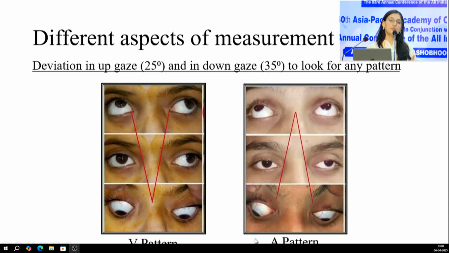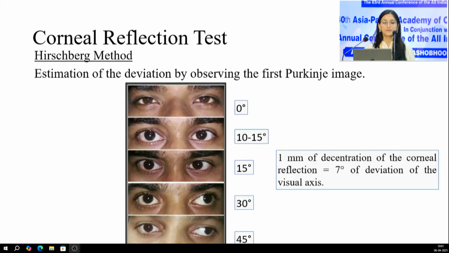Another thing that we have to measure is the deviation in up gaze 25 degrees up and down gaze 35 degrees down. This tells us about any patterns that there might be, like a V pattern or an A pattern or an X pattern or a Y pattern. These patterns are important when we have to decide for the surgery.